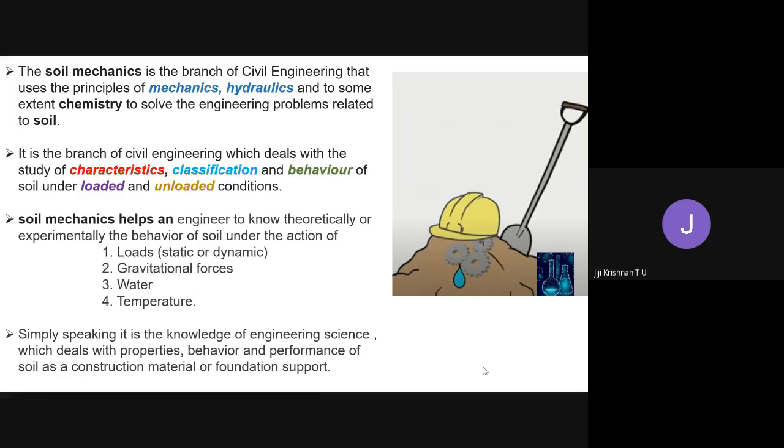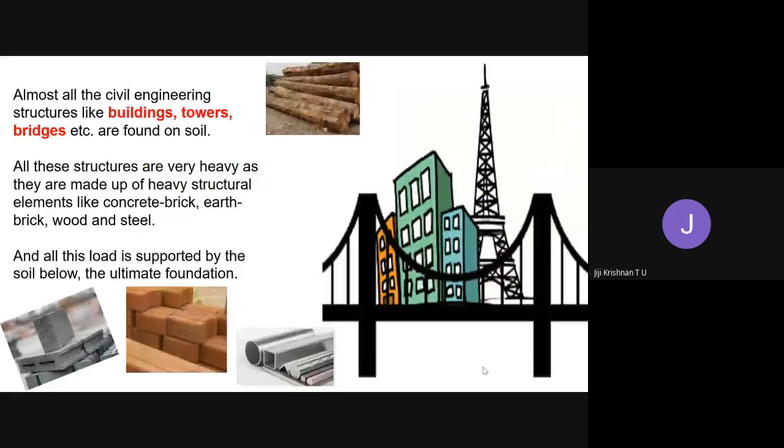It is a branch of civil engineering which deals with the study of characteristics, classification, and behavior of soil under loaded and unloaded conditions. Soil mechanics helps an engineer to know theoretically or experimentally the behavior of soil under the action of loads, gravitational forces, water, and temperature. Simply speaking, it is a knowledge of engineering science which deals with properties, behavior, and performance of soil as a construction material or foundation support.